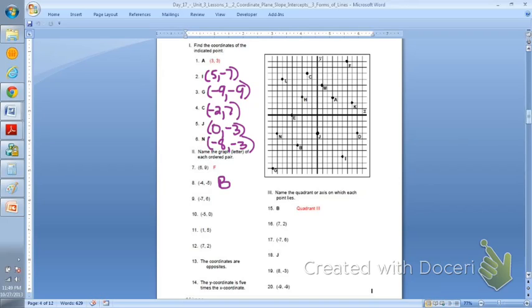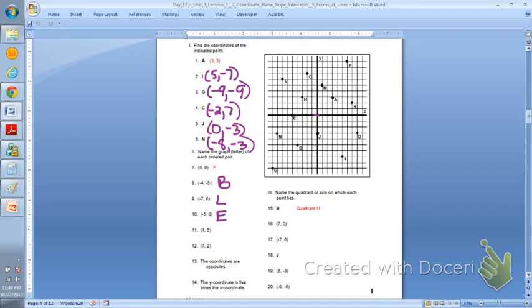Number 9, the coordinate is -7, +6, so we go back 7 and up 6. Back 7, up 6. So that leaves us at point L. Question 10 is -5, 0, so we just go back 5. But because our y coordinate is 0, we don't go up nor down, so that leaves us at point E.